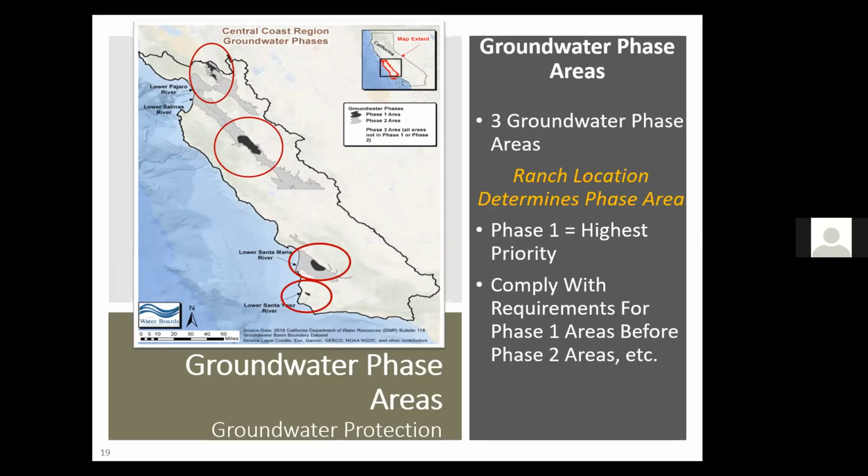If your ranch is in a phase 1 area, you must comply with specific requirements before ranches in the groundwater phase 2 areas, and so on. So we will indicate your groundwater phase area on your ENOI, your electronic notice of intent, so that you don't have to guess at it. And I also refer you to table B-1 in the order to see how we have geographically defined all 3 of the groundwater phase areas.